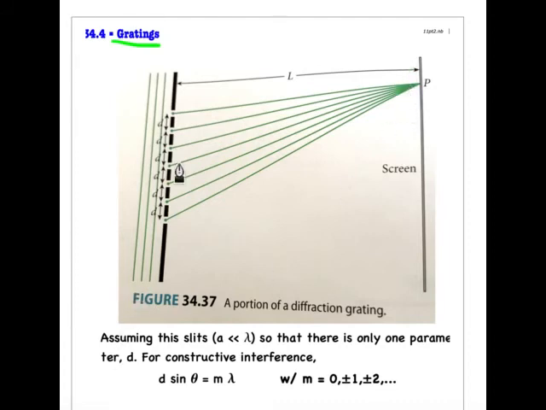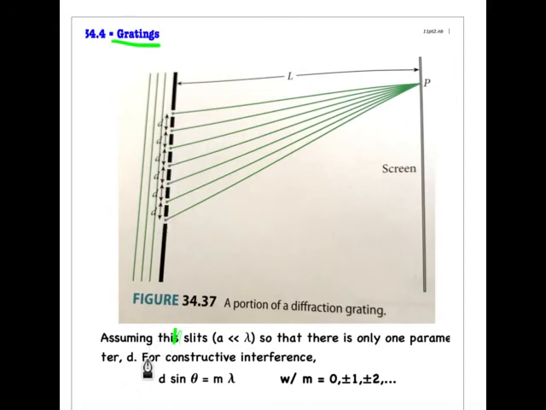And if we assume that these are thin slits, that is to say, the size of the slit is small compared to the wavelength of the light, then there's really only one parameter that's relevant, and that's the distance between the slits, d. So the distance between these two slits is d, d, d, d, d.